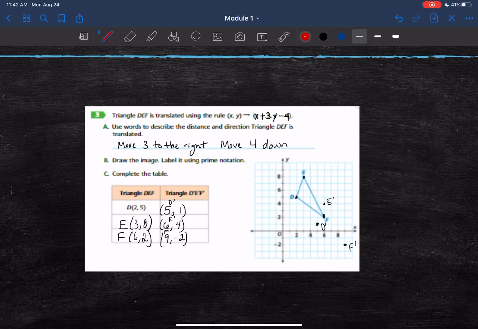So here are the results, and that is called your image. In blue, we have the pre-image. In red, we have the image. It moved all the vertices in a straight line, so we call this a translation.